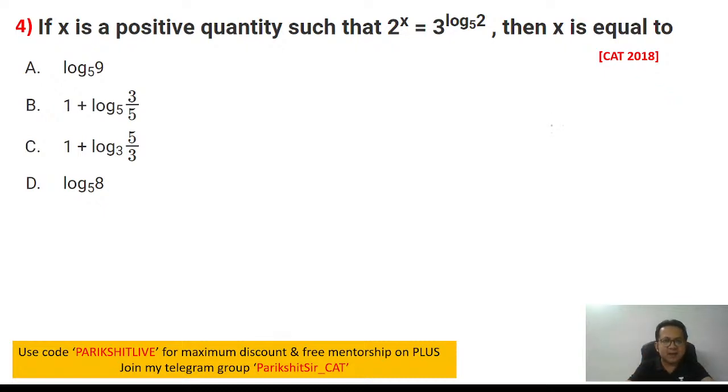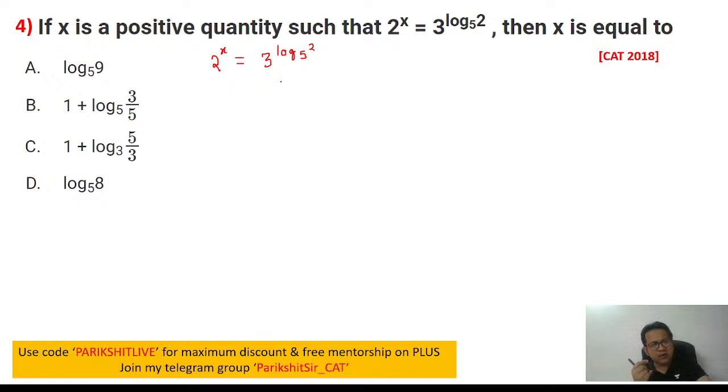This is from the CAT 2018 paper. Okay, let's take up this question. If x is a positive quantity such that 2 to the power x is equal to 3 to the power log 2 base 5. Now I need x. Think about that. X is in the power.